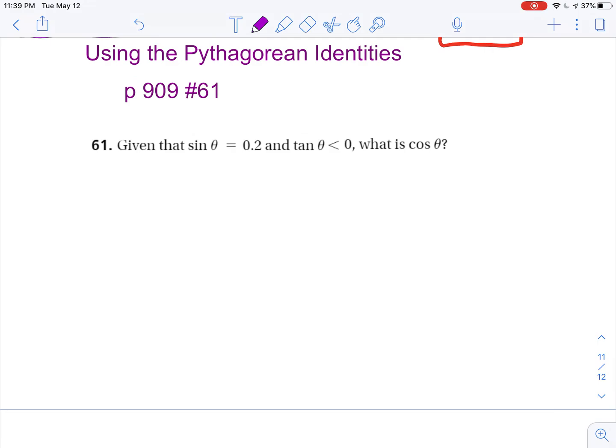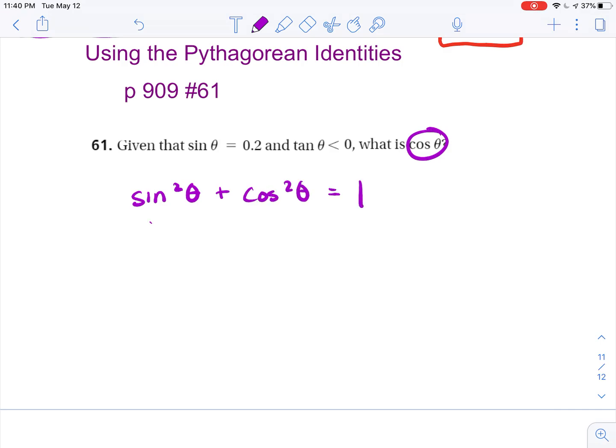We are done. So pause the video and give this second one a try using the same skills. The last question for the day. When you're done, unpause the video. Okay, we are given that sine is equal to 0.2. Tangent is less than 0, and we're trying to find cosine.